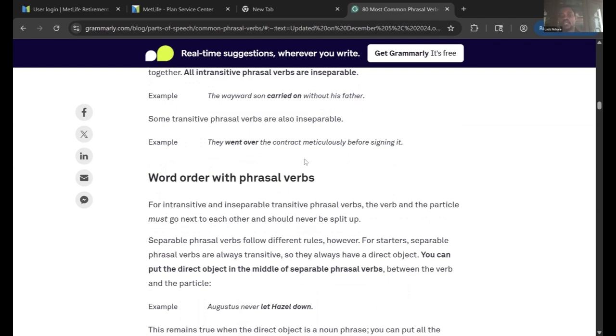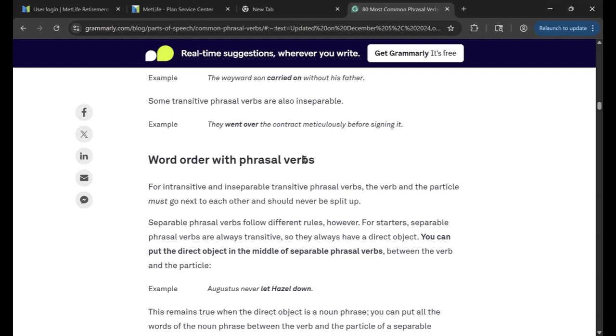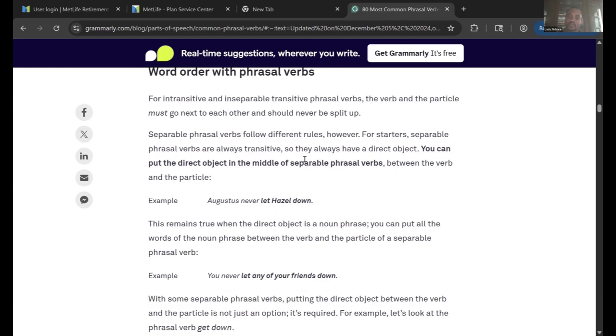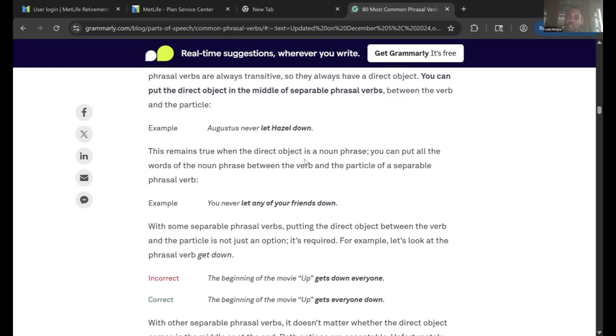Okay. They went over the contract meticulously before signing it. What does that mean, to go over? Aller de l'avant. Continuer. No. To go over the contract meticulously. Ça veut tout simplement dire vérifier le contrat. Okay?